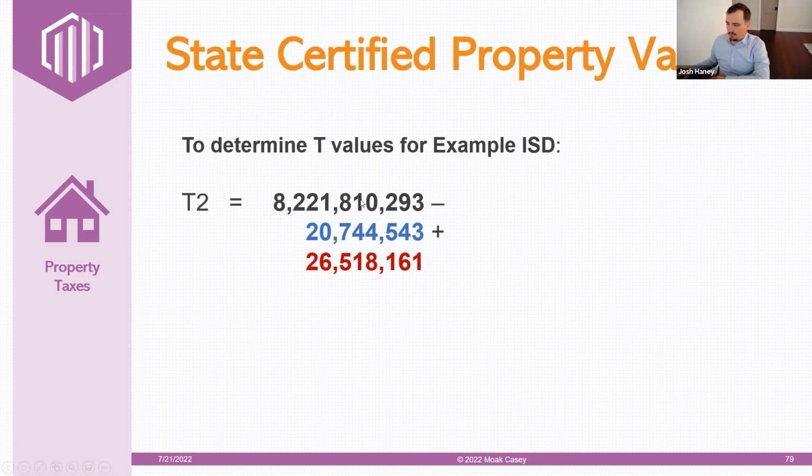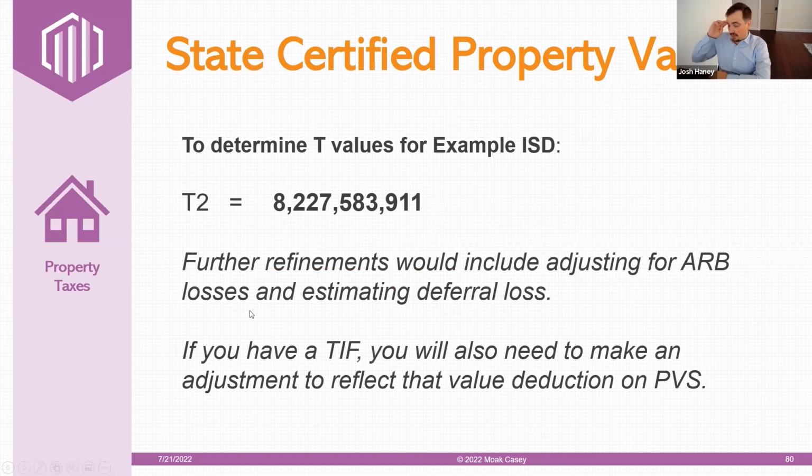Just getting these three numbers right and putting them together, for 90% of districts, that's going to be good enough for your T2 estimate.